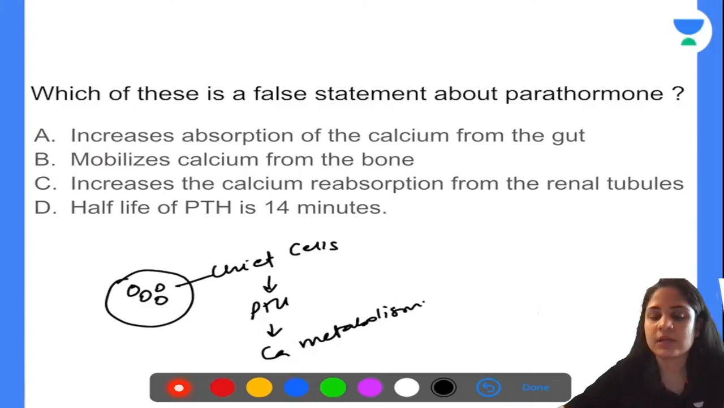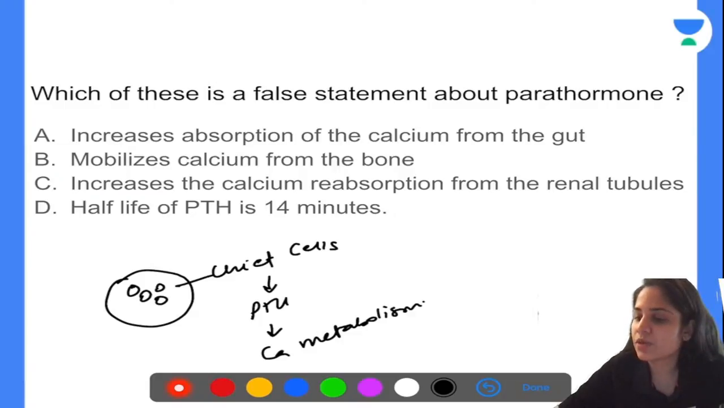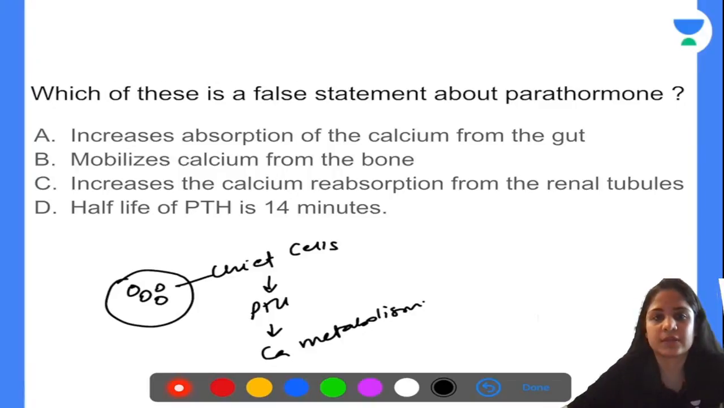Okay, so now tell me which of these is a false statement about parathormone. Increases absorption of the calcium from gut, mobilizes calcium from the bone, increases calcium reabsorption from renal tubules, or half-life of parathormone is 14 minutes.